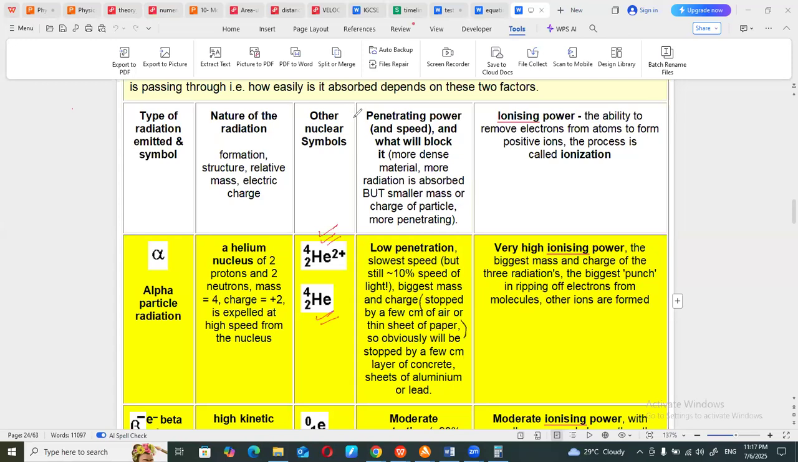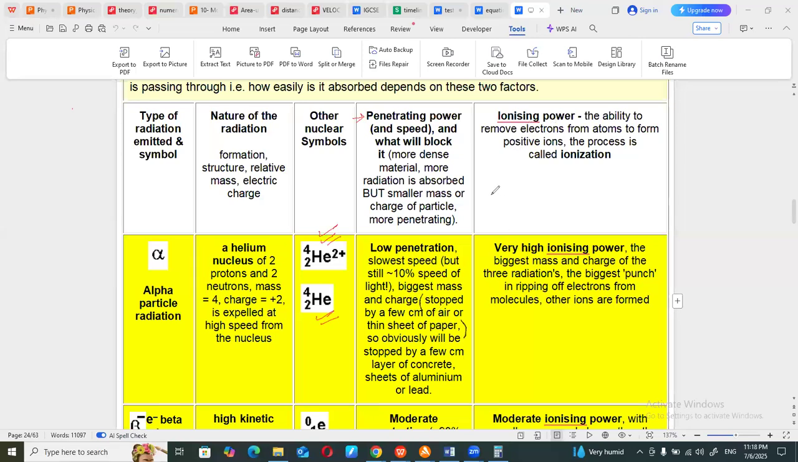Now, another very interesting thing is penetrating power. Being the heaviest of all, because these alpha particles are the heaviest amongst alpha, beta, and gamma radiations, they have a very low penetration power. Even a small amount of air or a thin sheet of paper can easily stop it. All right. Then we have ionizing power.